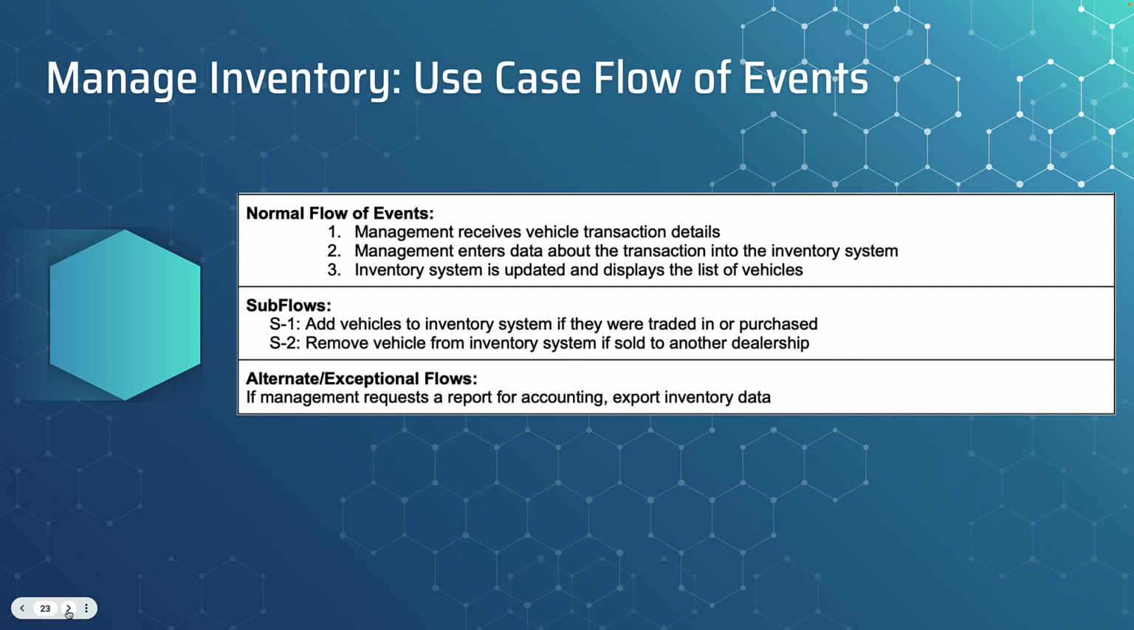In terms of the use case flow of events, we have the normal flow of events. It begins with management receiving vehicle transaction details. Next, management enters data about the transaction into the inventory system. And lastly, the inventory system is updated and displays the list of vehicles. In terms of the subflows, you can add vehicles to the inventory system if they were traded in or purchased. You can remove a vehicle from the inventory system if it's sold to another dealership. And if management requests a report for accounting, they can export the inventory data.